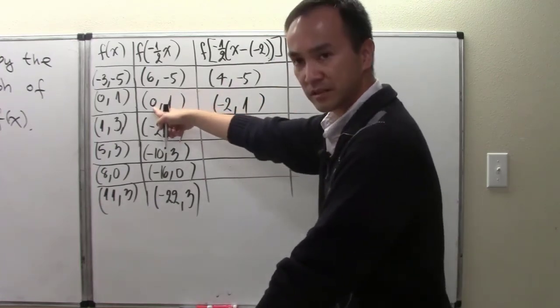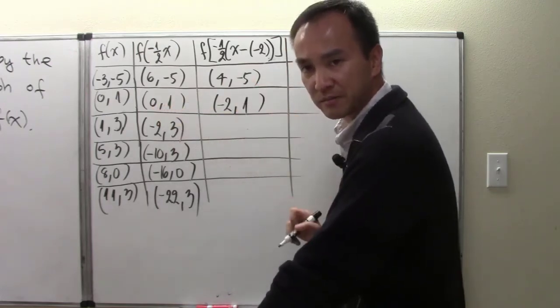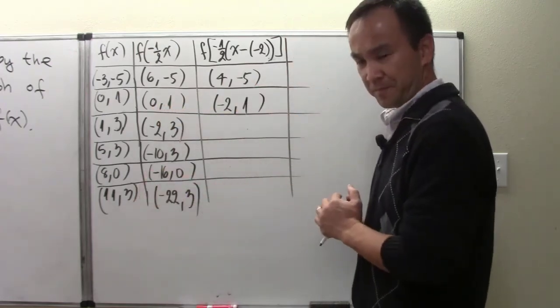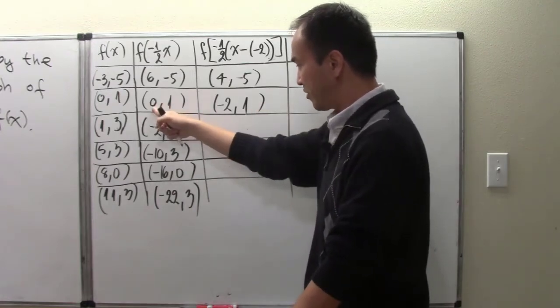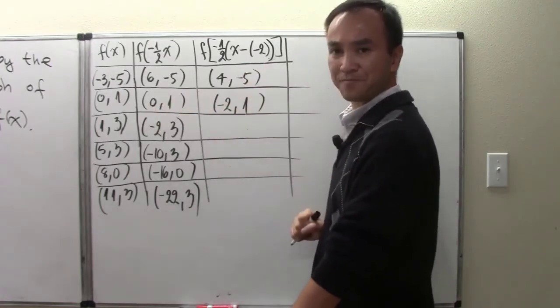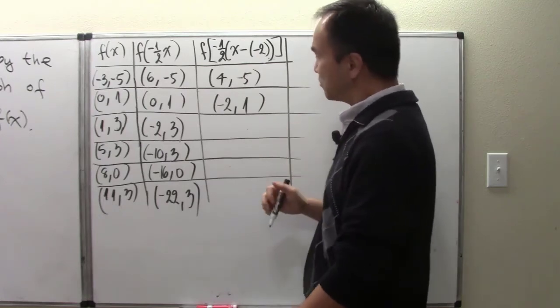Saying that (0, 1) is transformed to (-2, 1). Okay, and so the y value stays the same. The x value here has negative 2 added to it. All right, and now let's move on to the next one.